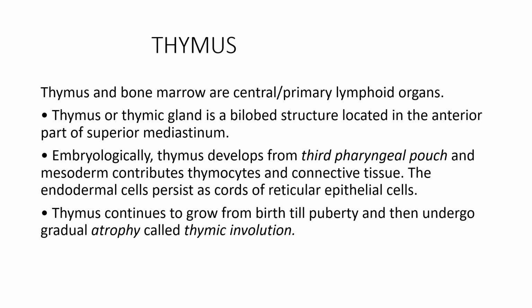The thymus gland grows till puberty. Thereafter, it will start regressing. It gets atrophied, and this process is known as thymic involution. Means till puberty, it will grow, but later on, its function is taken up by other organs. So, fibrofatty degenerative changes occur in the thymus, and it gets atrophied. And this process is known as thymic involution.